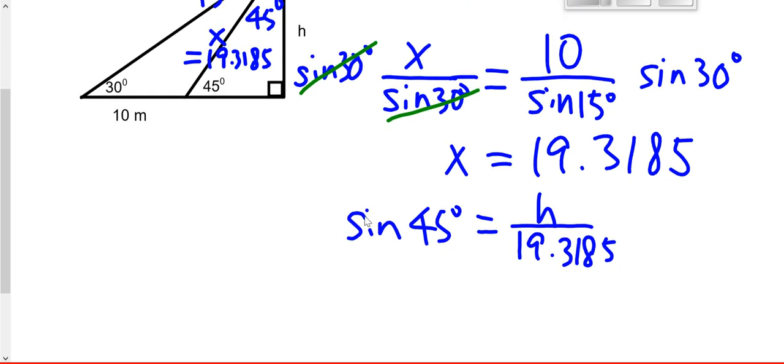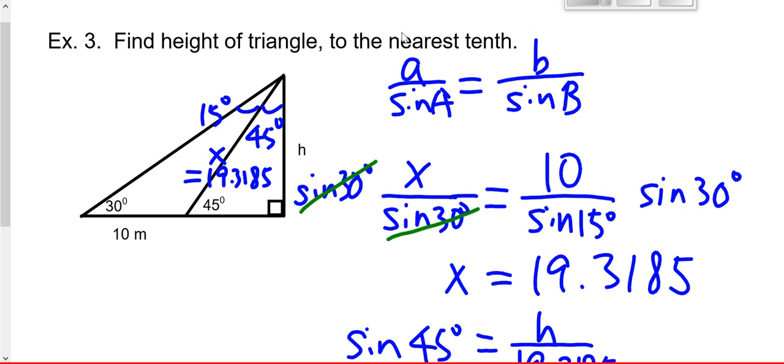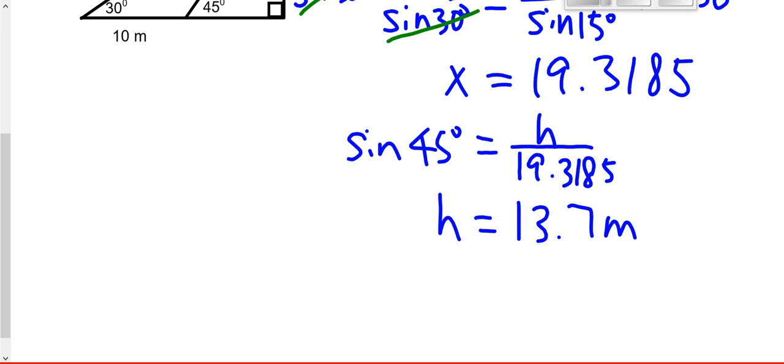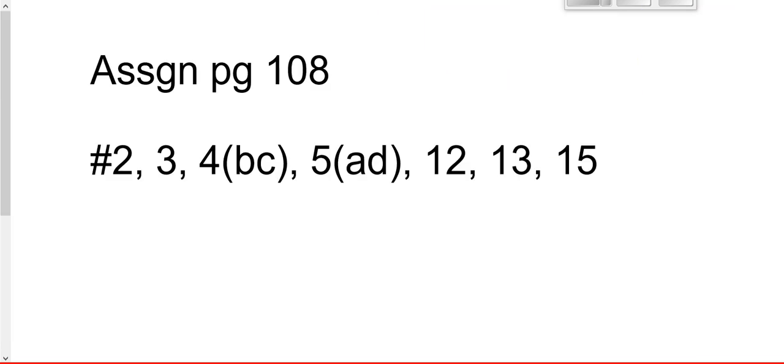I'm not going to show you how to plug this into your calculator. So cross multiply: sine 45 times 19.3185. For the rounding, you want the nearest tenth, so keep one digit after the decimal point. With the correct rounding, you should get 13.7. And now you have to put the unit back. The unit here for the length is meters. So 13.7 meters. Okay, so that wraps up this lesson here.